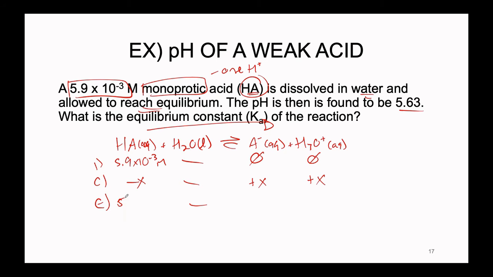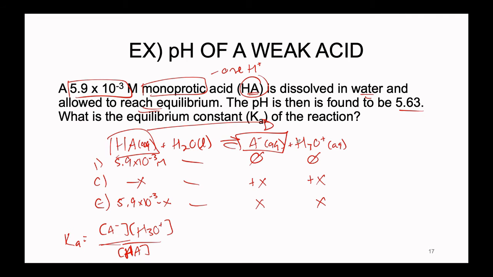At equilibrium, then, we would expect to see 5.9 times 10 to the negative third minus x for the concentration of the acid, as well as x and x for both of our products. From here, we are supposed to find what our equilibrium constant Ka is equal to. Let's write this over here. Ka is equal to the concentration of A minus times H3O plus, all divided by the concentration of HA. This expression was on the previous slide, but you would also be able to write it for whatever your reversible reaction is, assuming you know what your weak acid is and what species it dissolves into.